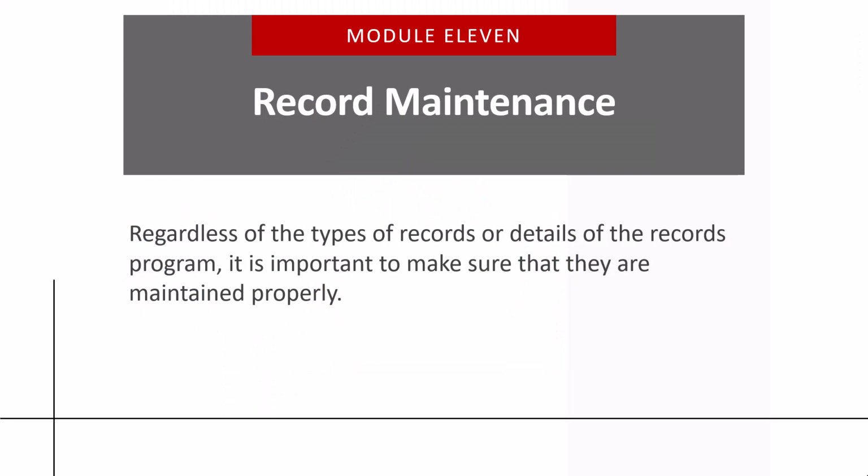Module 11, Record Maintenance. Regardless of the types of records or details of the records program, it is important to make sure that they are maintained properly. It is better to prevent a disaster than address it afterward. Be aware of any risks and make sure that everyone understands the proper procedures for storing and handling important documents and records. Proper records maintenance will also address archives and the correct records conversion.